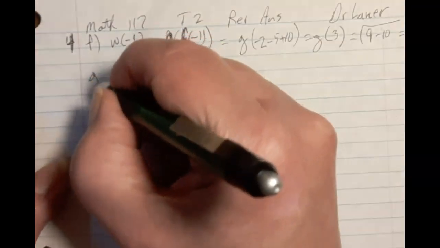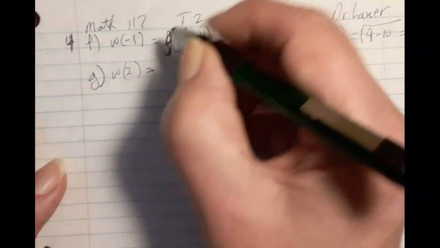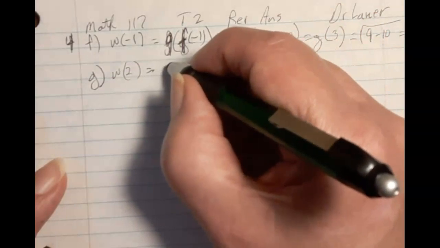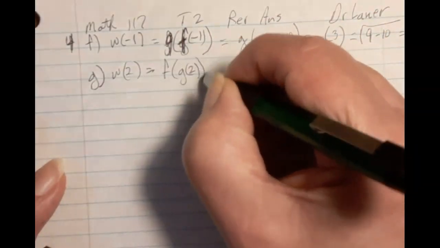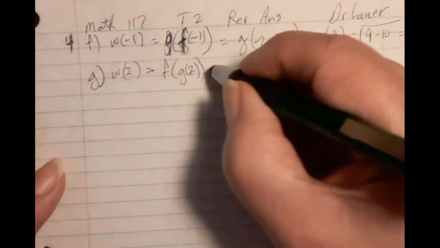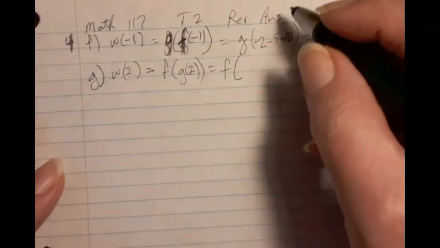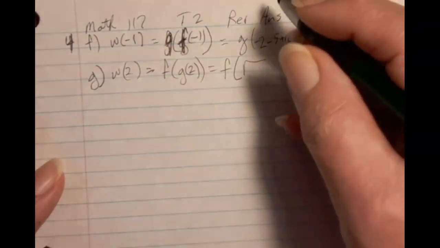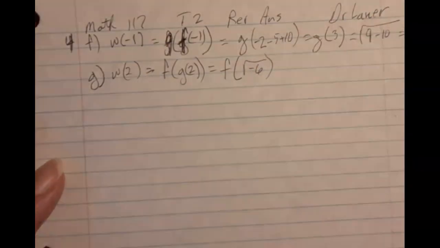So part G, I want w of 2, where w is equal to f of g. So that means f of g of 2 is what I want. So I want g of 2. If I put 2 in, I have the square root of 4 minus 10, which is negative 6. Again, I apologize for that. I did not mean that. So I'll be more careful on the test.